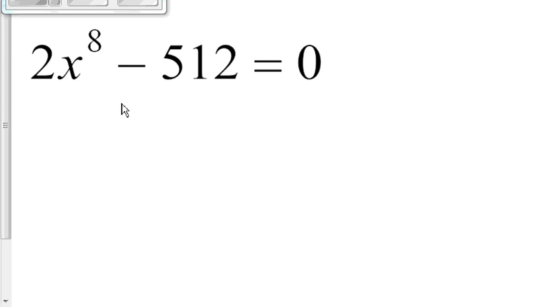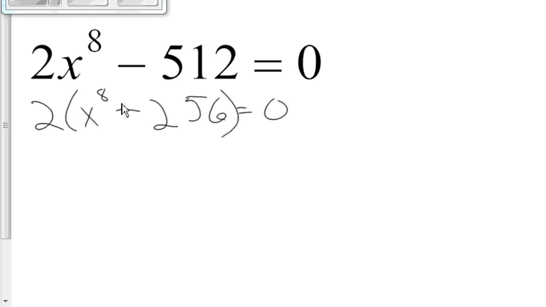For this problem, we're going to factor and solve. So the first thing we do when we factor is we check to see if there's a greatest common factor, which in this case, we can divide each term by 2. So if we divide everything by 2, we get x to the 8th minus 256.